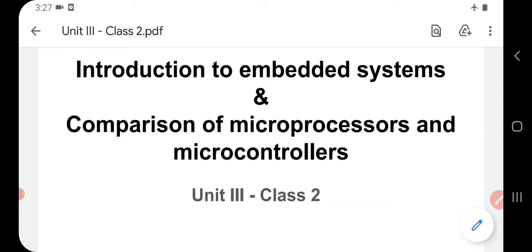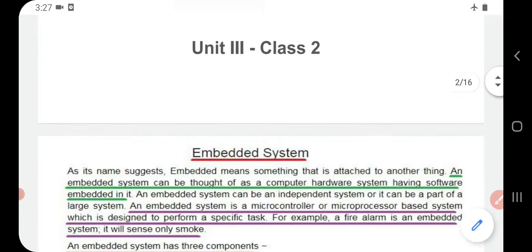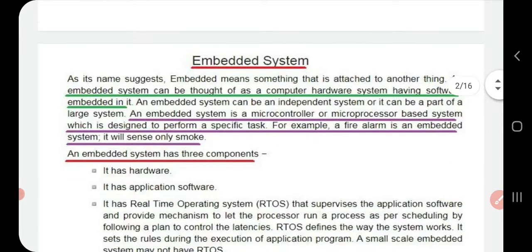In class 1, we discussed controllers, that is, an introduction to microcontrollers. What is a microcontroller? What are the various types of microcontroller? Today we will discuss embedded systems, and then we will compare a microprocessor with a microcontroller. Okay, now here there is nothing much to teach.